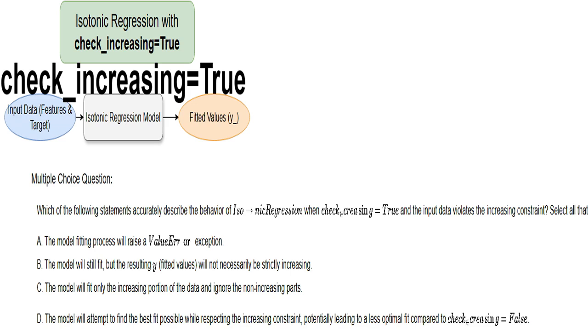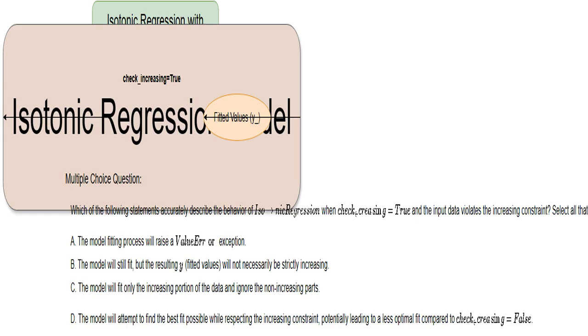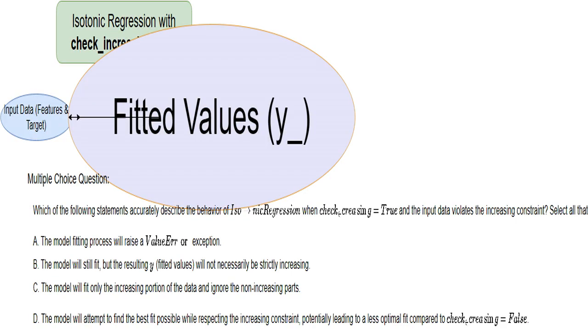The model must follow the non-decreasing rule. This is the type of model you are using. It's specifically designed to create a model where the output increases or stays flat as the input increases. We're checking how it reacts when the input data breaks this rule. These are the values the model predicts after being trained. They are an important part of understanding how well the model performs, especially when we add constraints like check_increasing equals true. If the input data does not strictly increase, these values might not increase strictly.